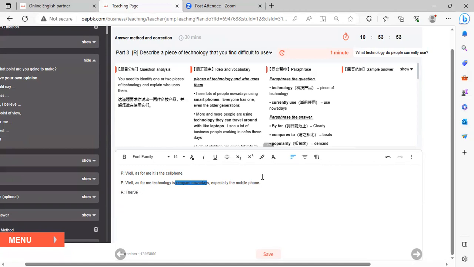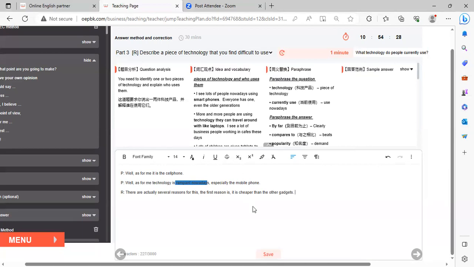There are actually, how do I say this, several reasons for this. The first reason is, it is cheaper than the other gadgets.